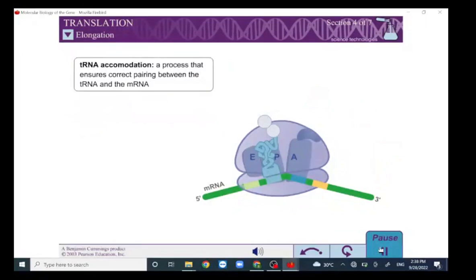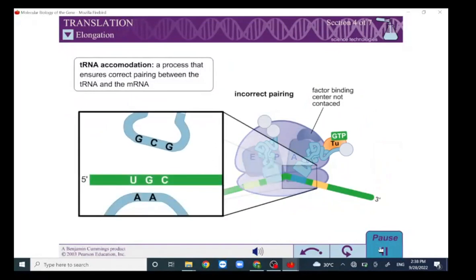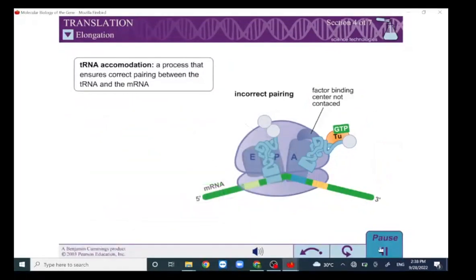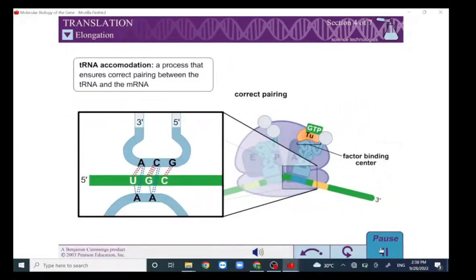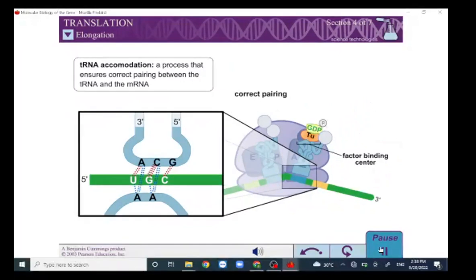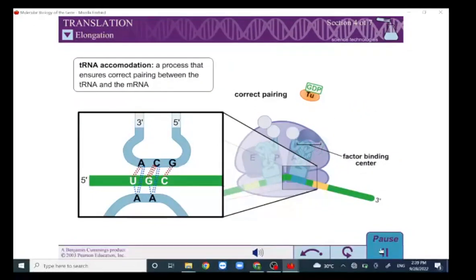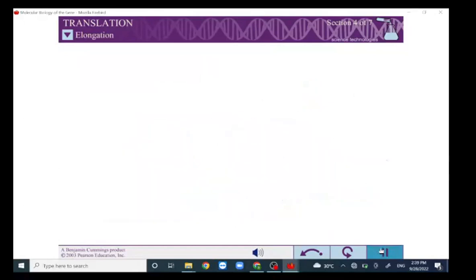So what is tRNA accommodation? It is a process that ensures correct pairing between the tRNA and your mRNA. If there is an incorrect pairing, it is going to be removed. So only the correct pairing can be sitting in that place. This prevents the mutation. That's why I told you that the first one has to be correct. Once that is correct, every process that occurs adjacent to it after that is going to be correct. So this is what I told you.